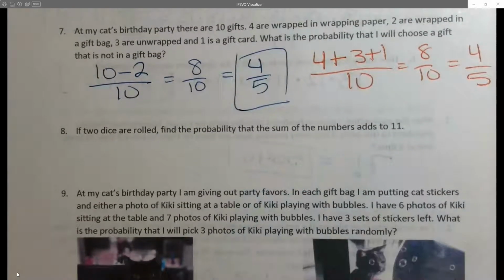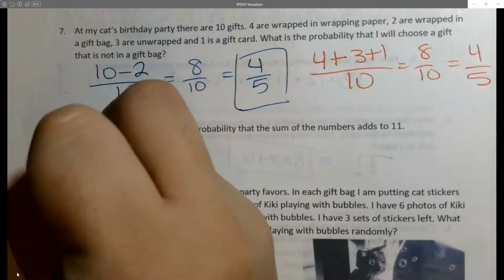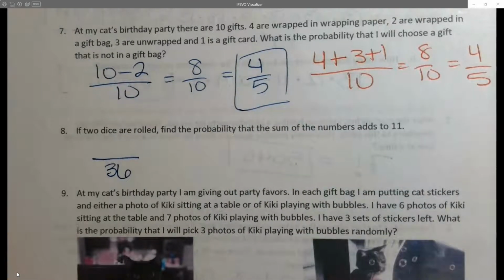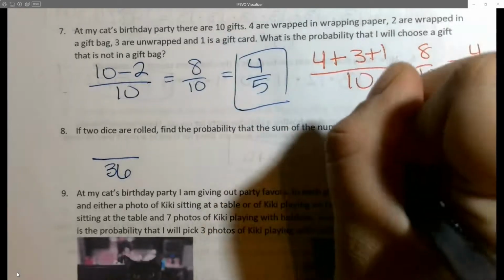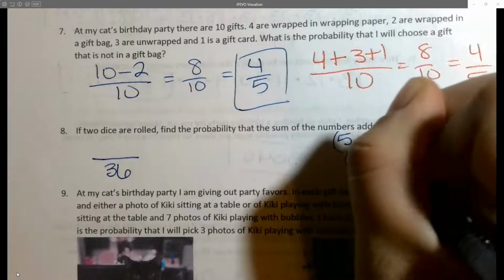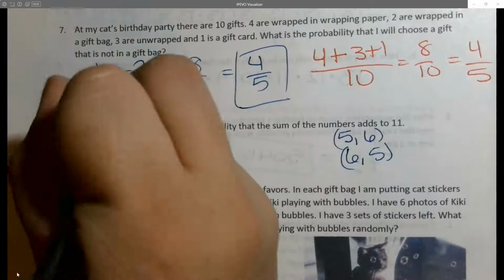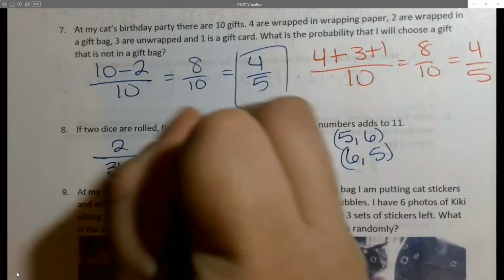Okay. Number 8 says if 2 dice are rolled, find the probability that the sum of the numbers adds to 11. Whenever I have 2 dice that are rolled, and I'm looking at their sums, it's out of 36 because I have 6 possible choices on each side of the dice. I want to find the probability that the sum of the numbers adds to 11. So that would be things like 5 and 6, and 6 and 5. None of the other dice pairs add up. So I have 2 out of 36 choices, which will simplify to 1/18.